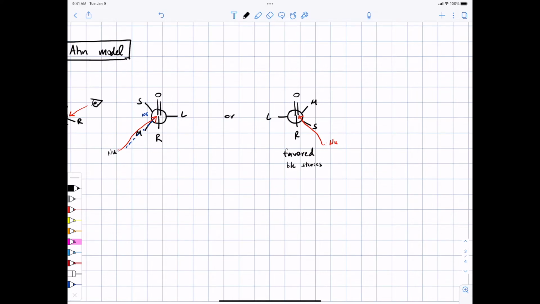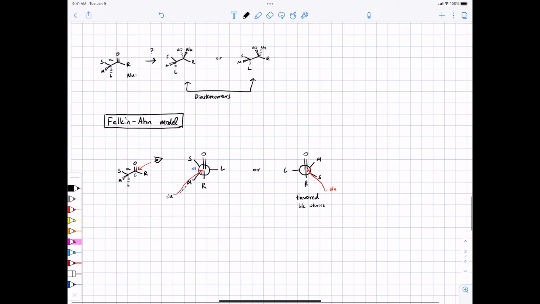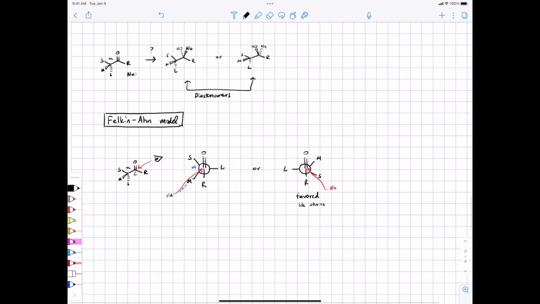Okay, so if we go back to our options up above, the one on the left is what we would see if the nucleophile added from above, and so that would be diastereomer 1. This is diastereomer 2, where the nucleophile adds from below, and this is the one that's preferred, and that's the major diastereomer.